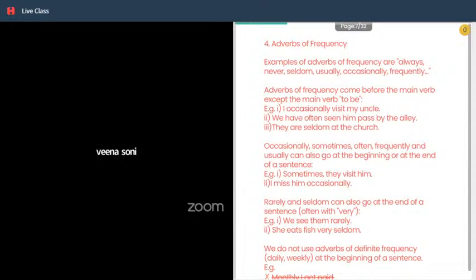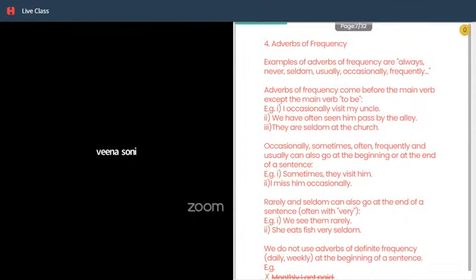The next adverb is adverbs of frequency. Adverbs of frequency are used just like the other adverbs that we're talking about, manner and time and place. Frequency is basically duration: how much time it is taking for anything to get completed, or when you are going to do a task, how much time does it take? For example, adverbs of frequency are always, never, seldom, usually, occasionally, frequently.